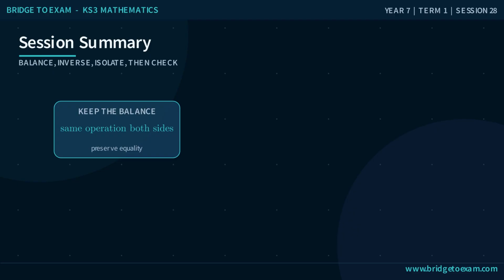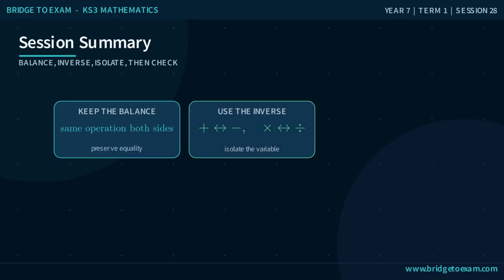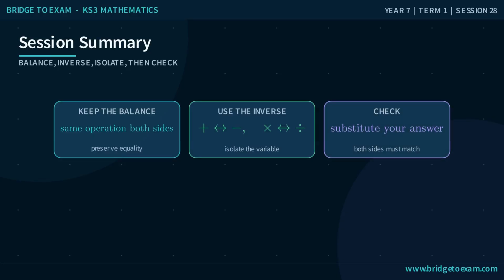Let's wrap up. Keep an equation balanced by performing the same operation on both sides. Use the inverse operation to isolate x: subtract, add, divide, or multiply. Then substitute your answer into the original equation. If both sides match, your solution checks out.